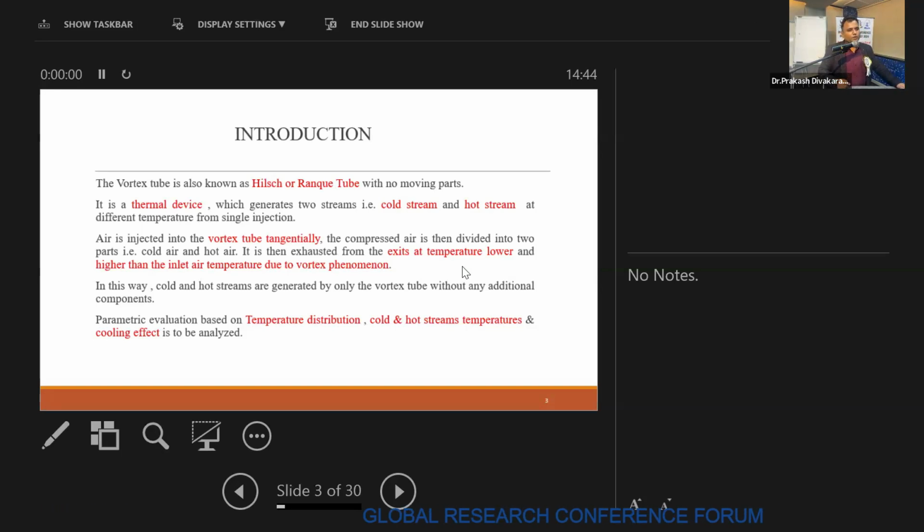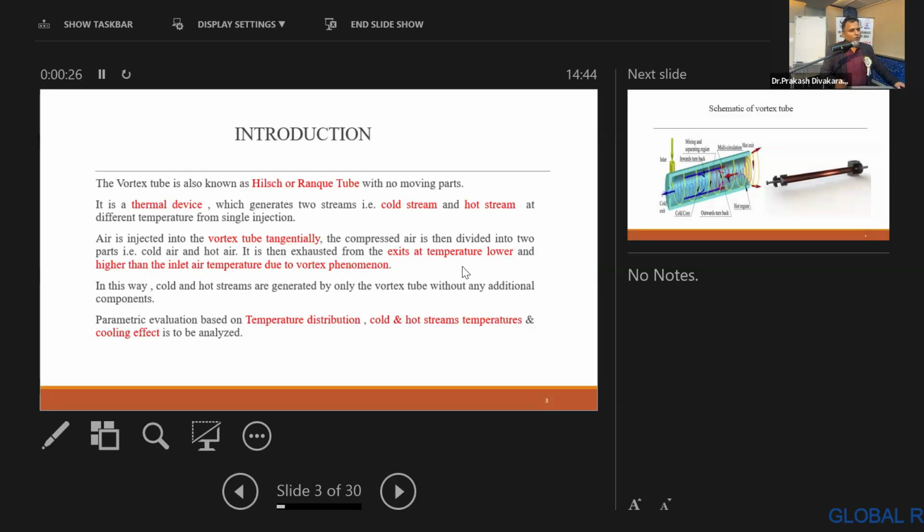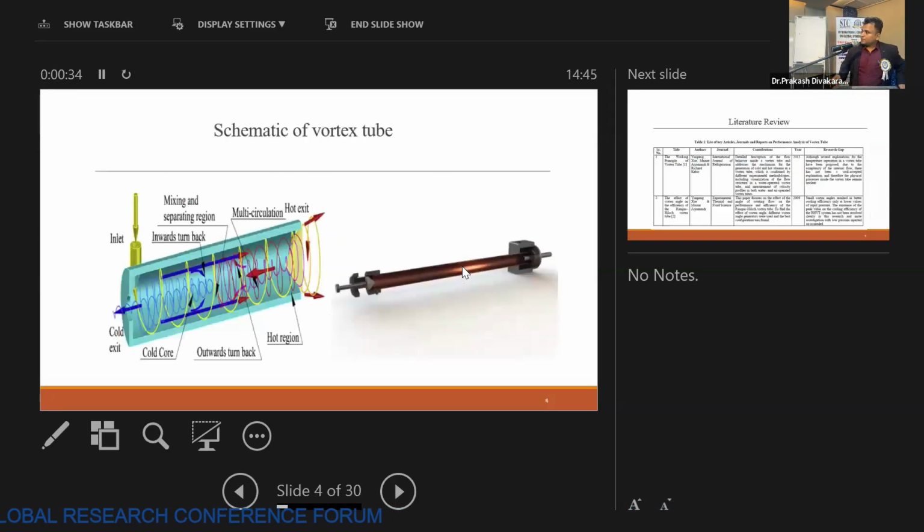and it will be in the opposite direction to the one in which the actual stream is coming, and there is a pumping of energy from the low pressure region to the high pressure region towards the outer periphery, and we get the inner stream as the cold stream and the outer stream as the hot stream. So actually this is the multiple circulation region there.